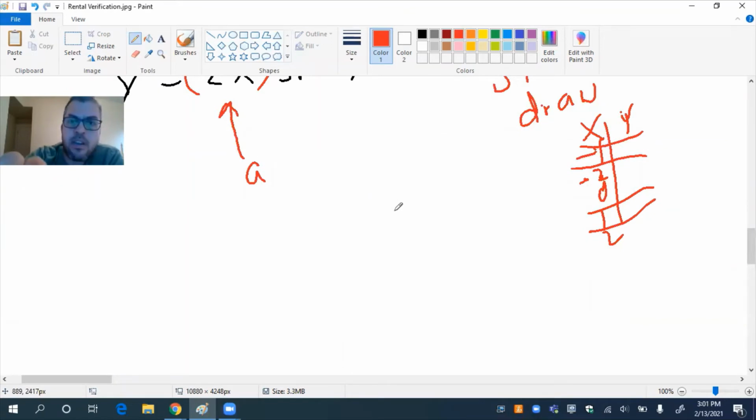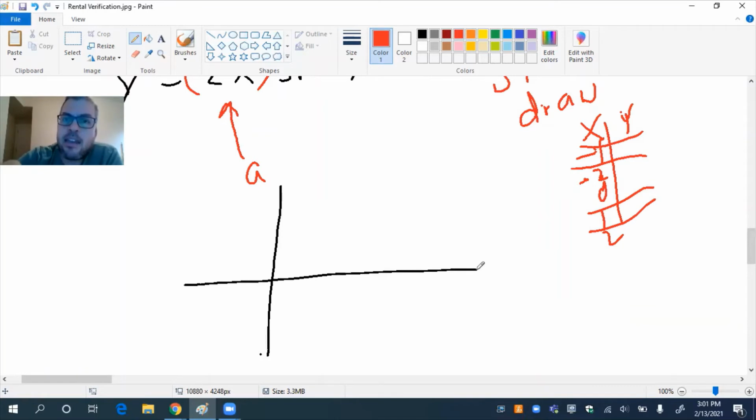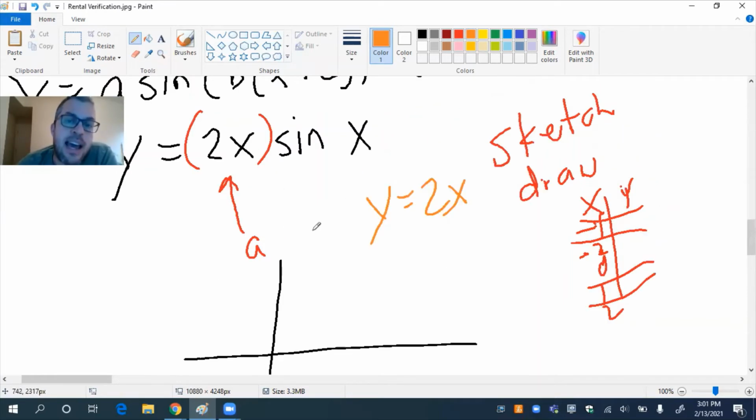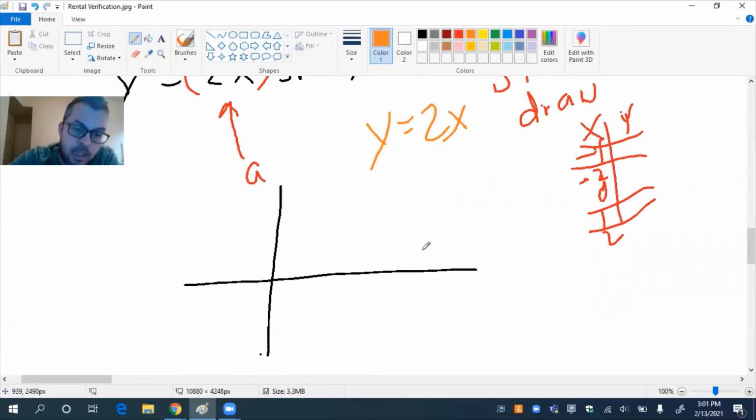So here's my graph here, and my function of y equals 2x, that's my a value, right? That is, I see that I have, my slope is 2, so 2 up, 1 over. And so it should look something more or less like this. We'll do the same thing down here.